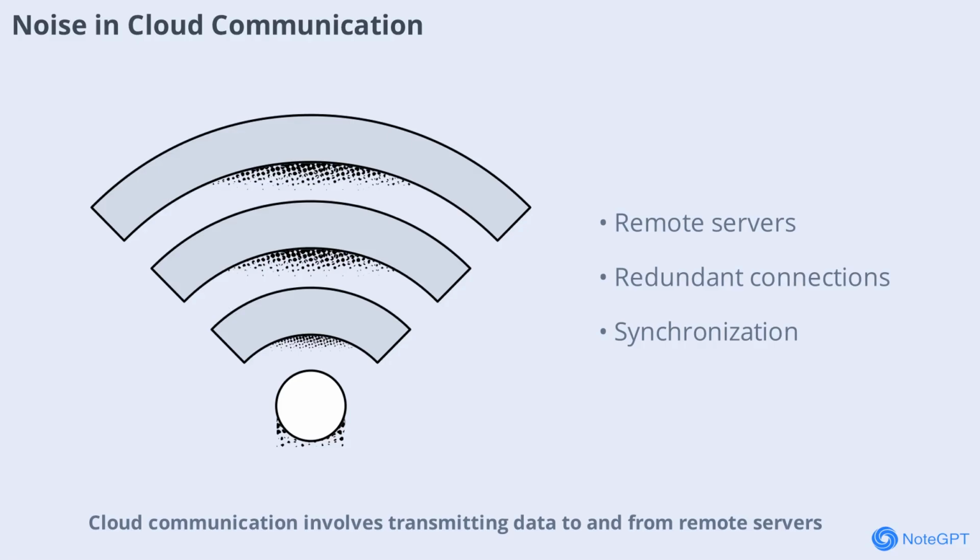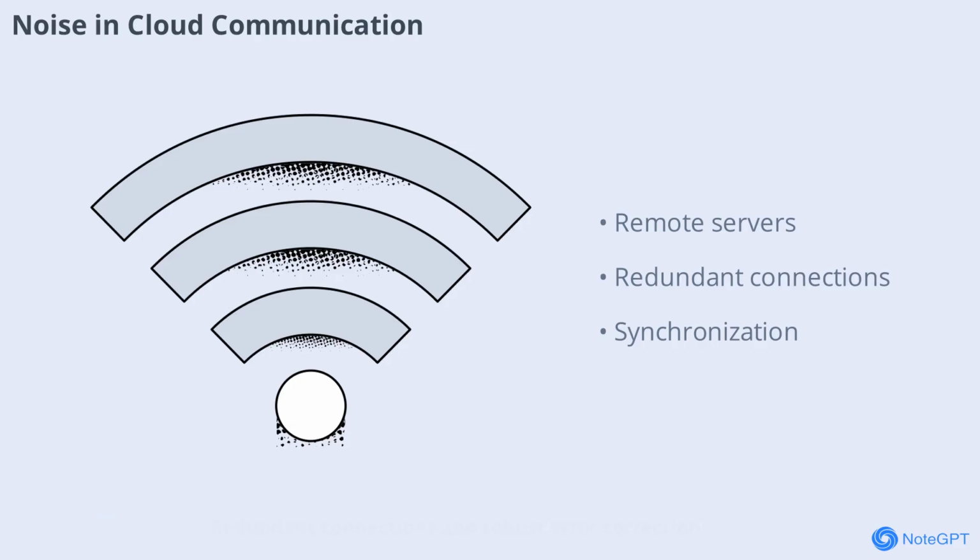Cloud communication involves transmitting data to and from remote servers. Noise in the network can lead to delays, data loss, or synchronization issues. Redundant connections and robust error correction are used to ensure reliable cloud communication.